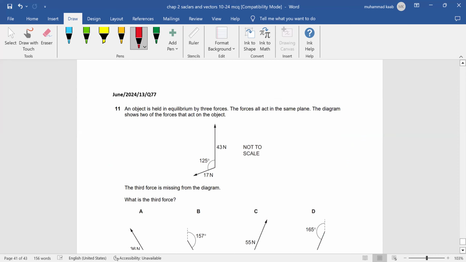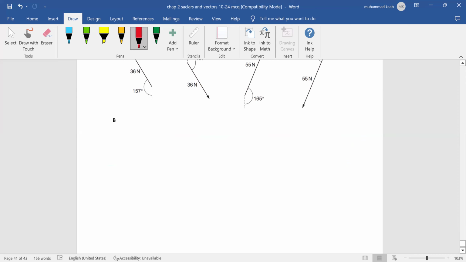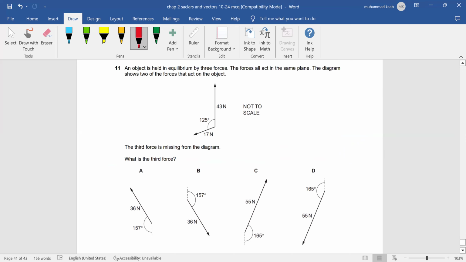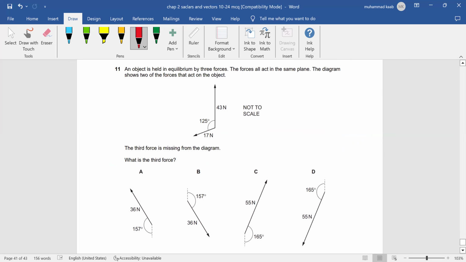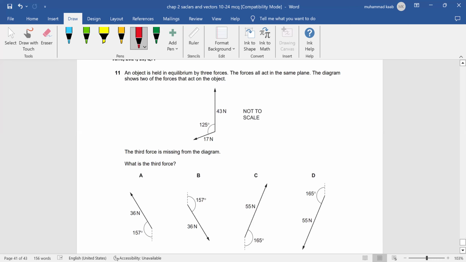This is also easy. Okay, let's do this last one. Imad, your turn. Last one. An object is held in equilibrium by three forces. The forces all act in the same place. The diagram shows two of the forces that act on the object. The third force is missing from the diagram. What is the third force?